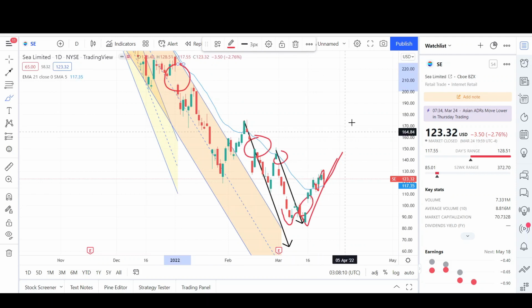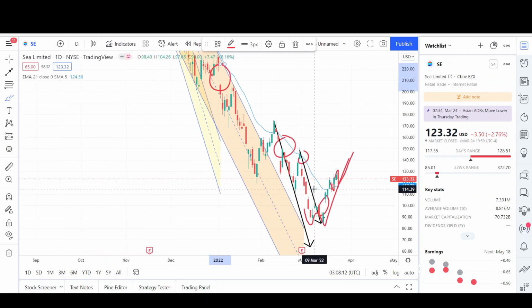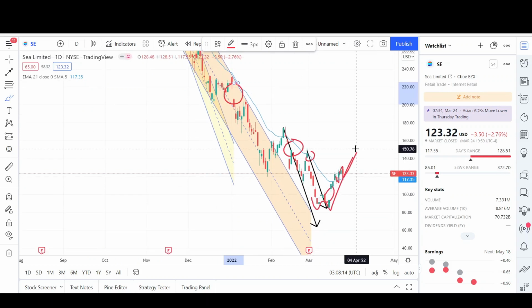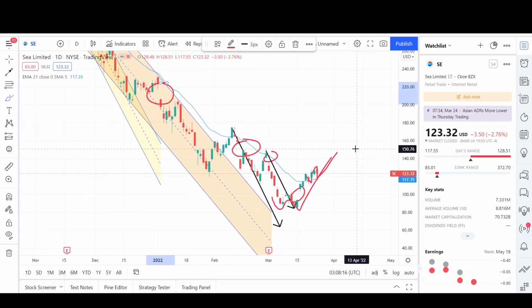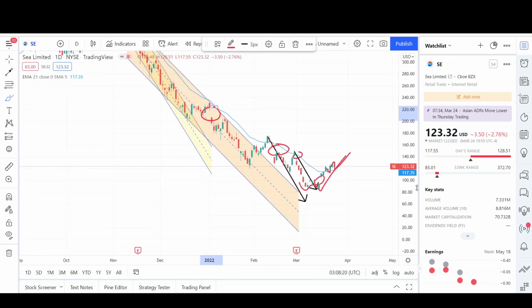But if we continue higher, we probably don't have to fill in this gap. So I think that pretty much wraps up the daily chart analysis.